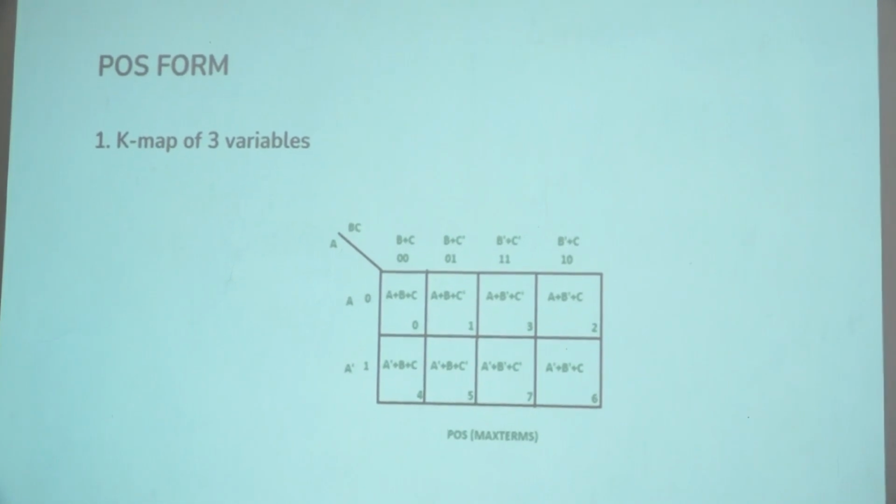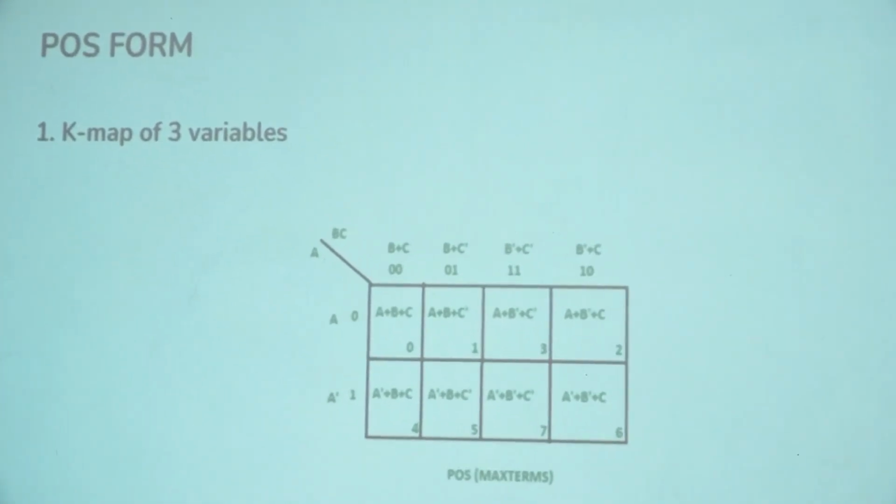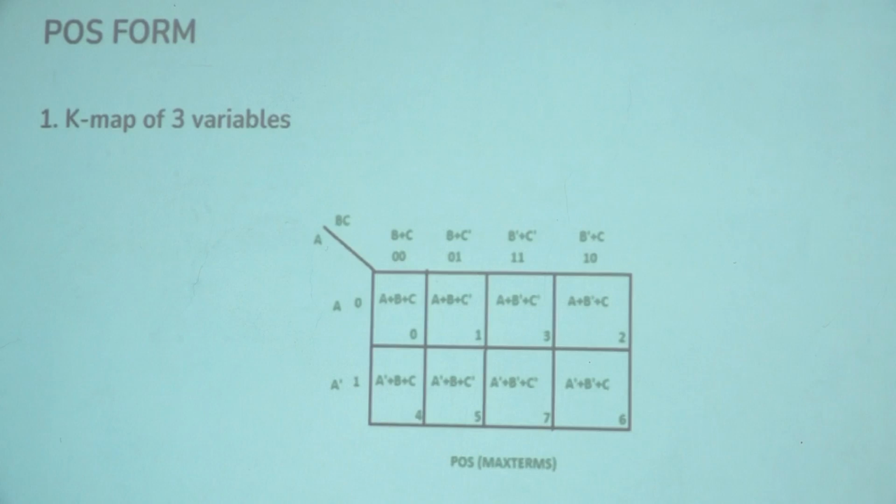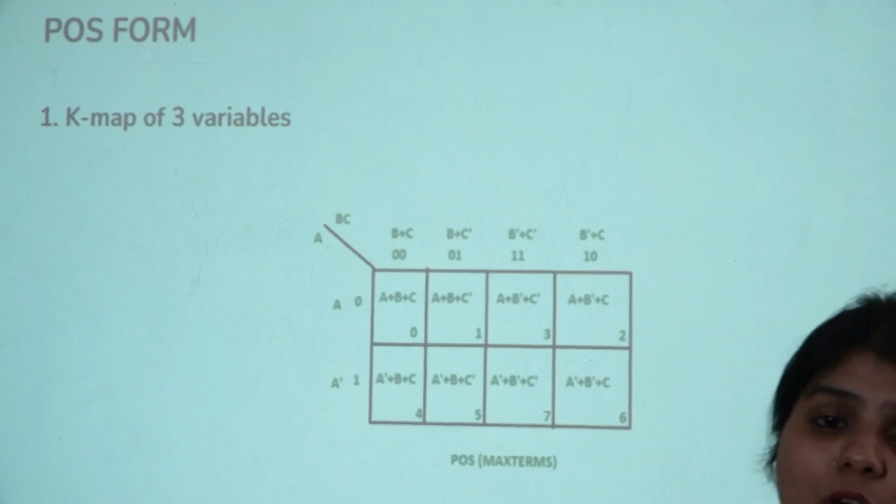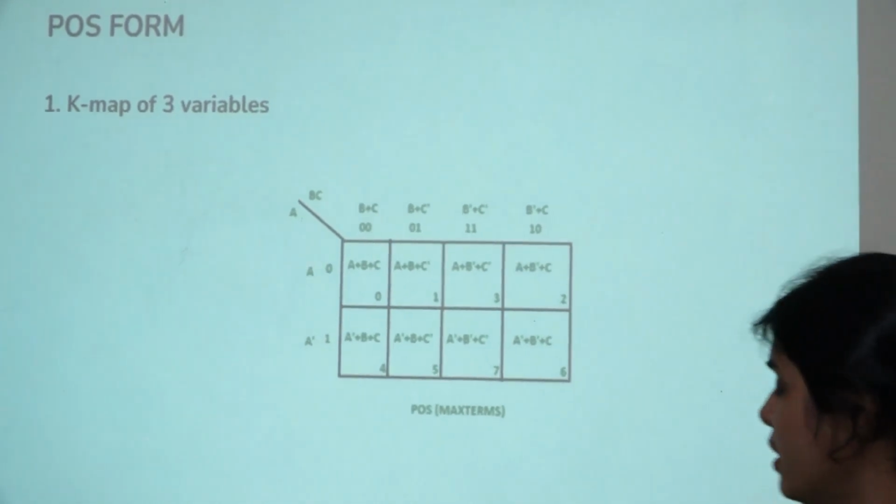Now this was all about SOP. What would be the change for POS? POS would be the same, but when you observe this, inside we have A plus B plus C. In POS we have sum terms and they will be ANDed together, product of sums. Already we have discussed this.